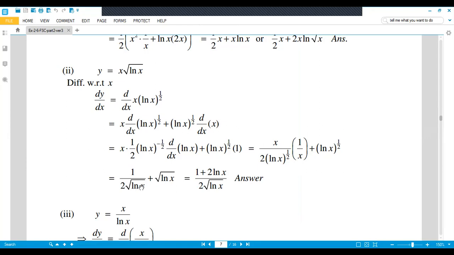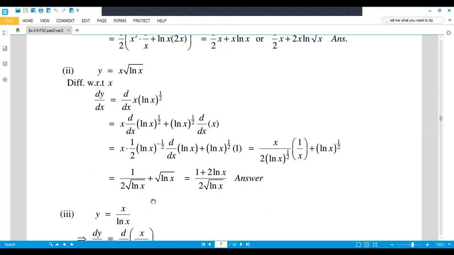So 1 over 2 natural log of x, this x and this x cancel. So 1 is left, and here natural log of x to the power 1 over 2. So you write it in the form of under root. Now you take the LCM. If you write it up to this, your question will be considered correct. If you don't want to do this last step, that's fine.